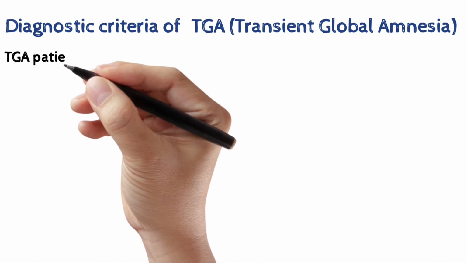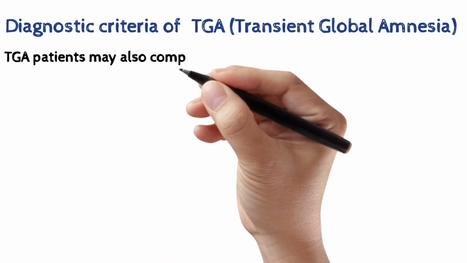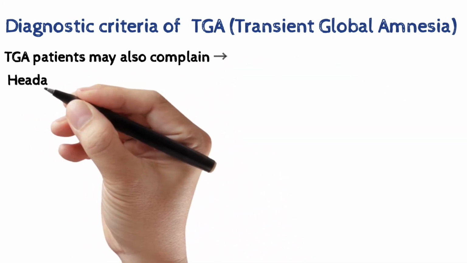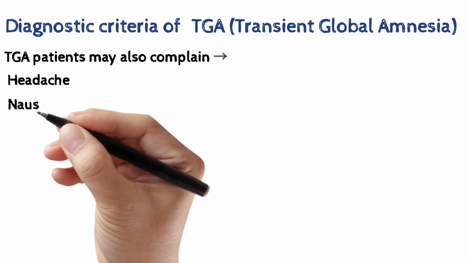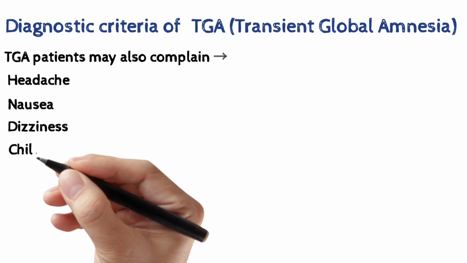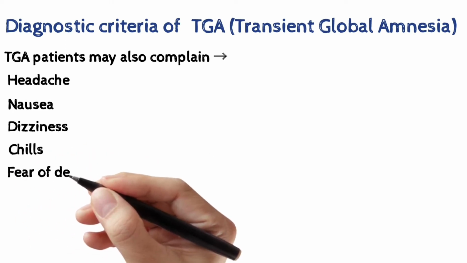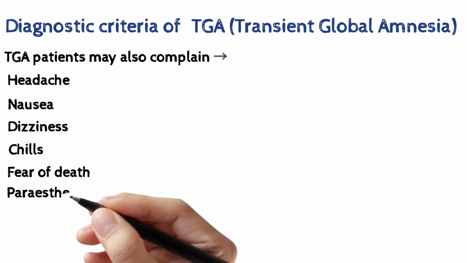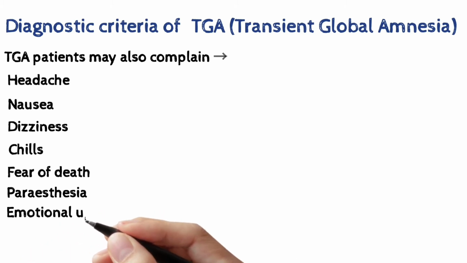TGA patients may also complain of headache, nausea, dizziness, chills, fear of death, paresthesia, emotional upset, and chest pain, etc.